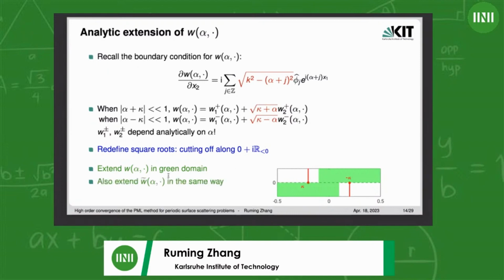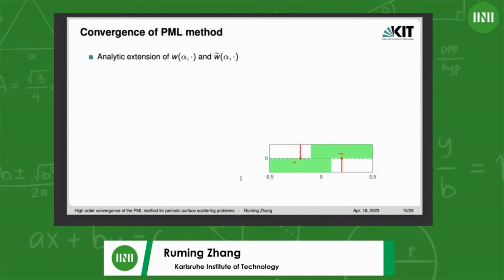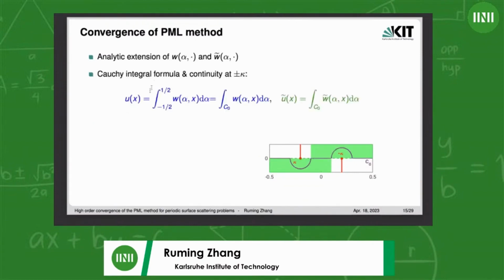Of course, W tilde can be extended in the same way, but much more easily because it is analytic in alpha. So we have already extended W and W tilde in alpha, and recall that we had the problem of W at kappa and minus kappa. Then we can use the Cauchy integral formula and also the continuity of the function near kappa and minus kappa to avoid this integral near this point.